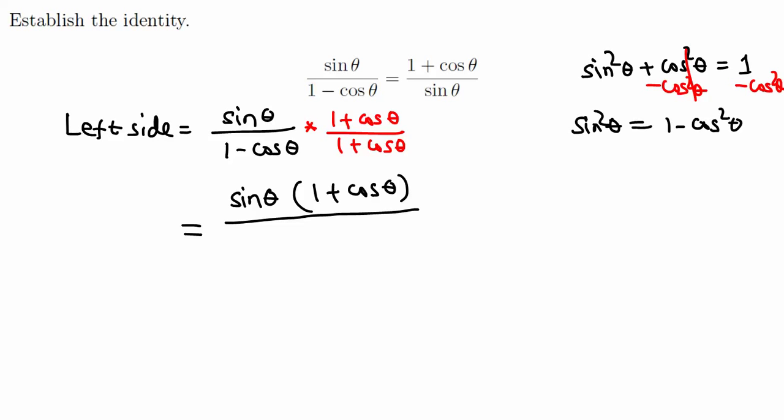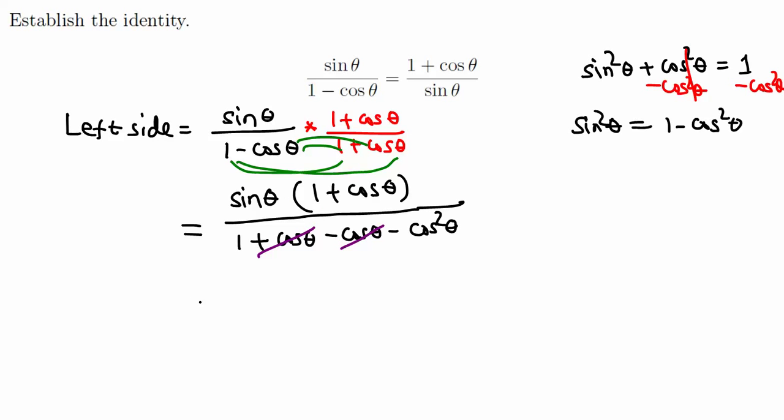On the bottom, let's multiply. FOIL: 1 times 1, 1 times plus cosine, minus cosine times 1, minus cosine times minus cosine, which gives plus minus cosine square theta. Okay, plus cosine minus cosine cancel. On the top, sine theta times quantity 1 plus cosine theta. Now on the bottom we have 1 minus cosine square theta.